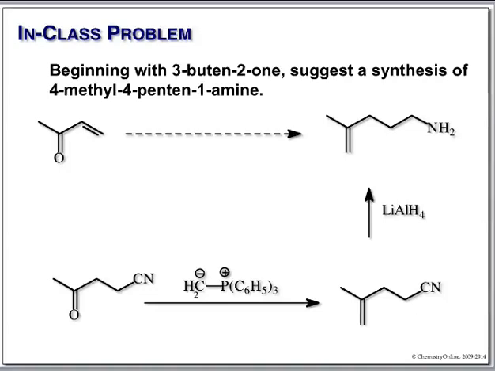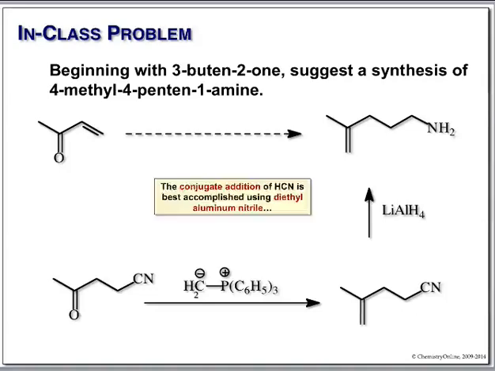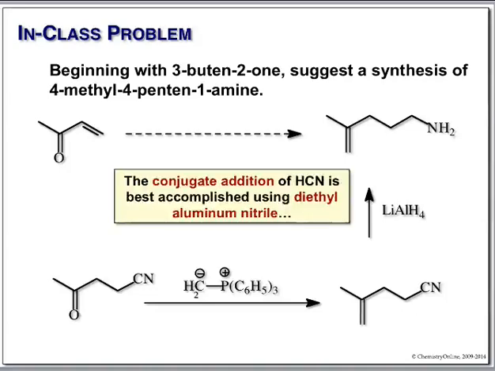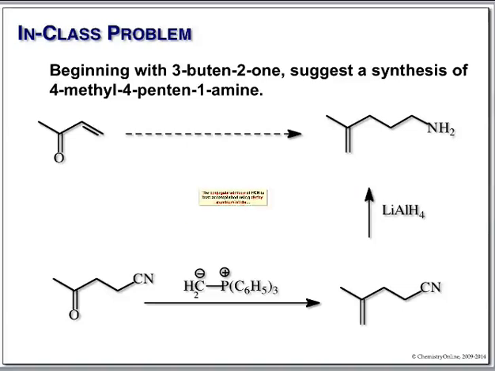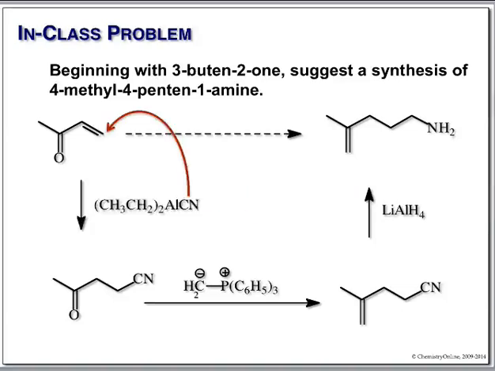And finally, in order to add this stuff, we need to add this to our beta carbon. That's chapter 19. And we can do that with either HCN, that's a little clumsy. We said that diethyl aluminum cyanide is a better reagent. So we'll use that. Again, the CN minus adds to the beta carbon to give our product.